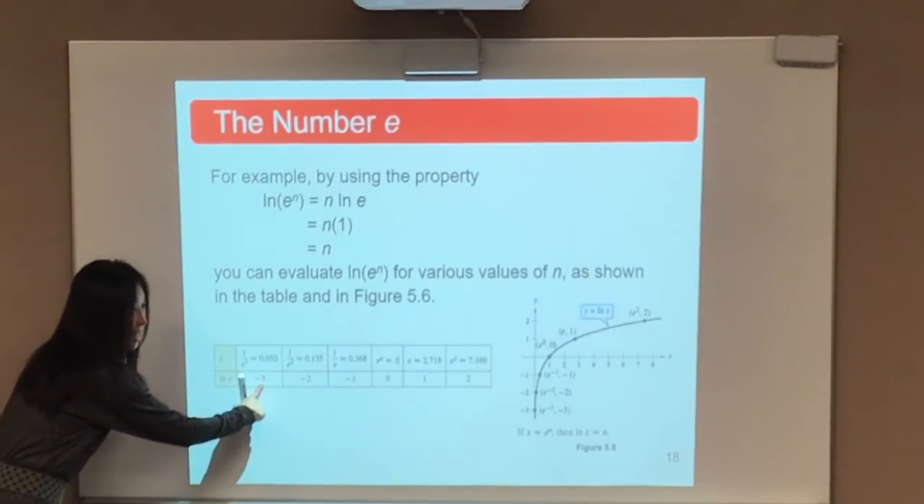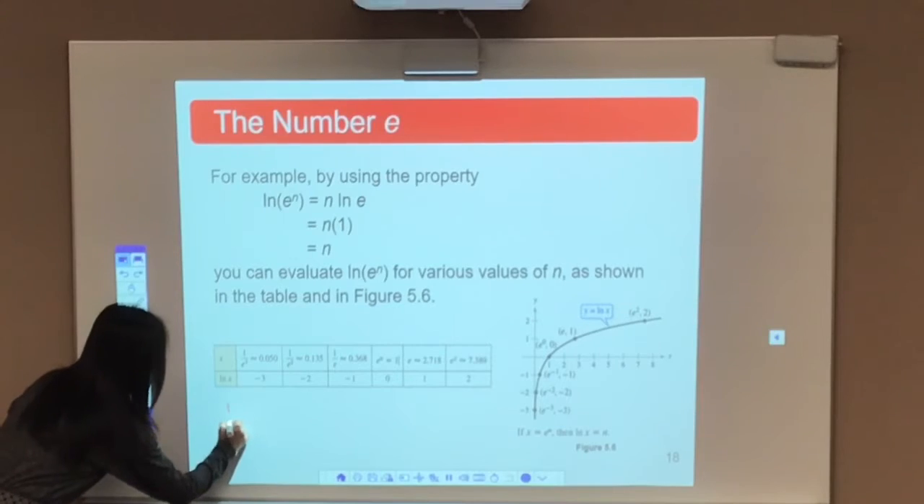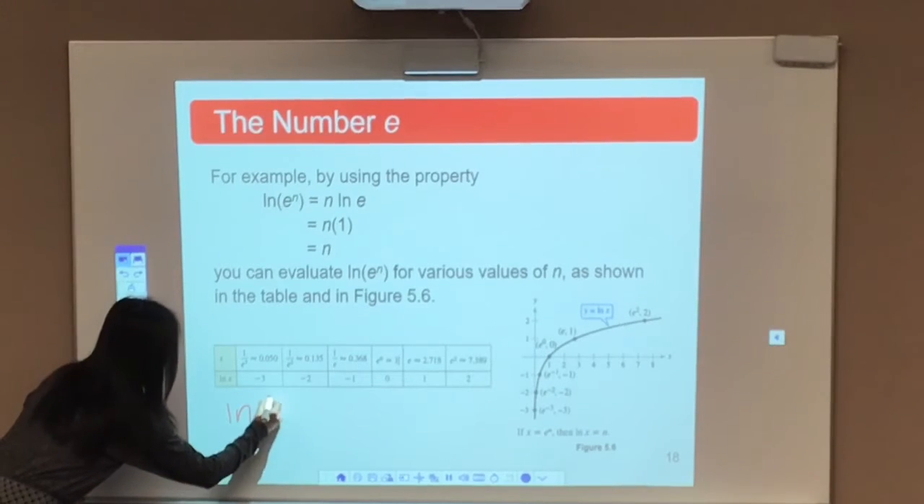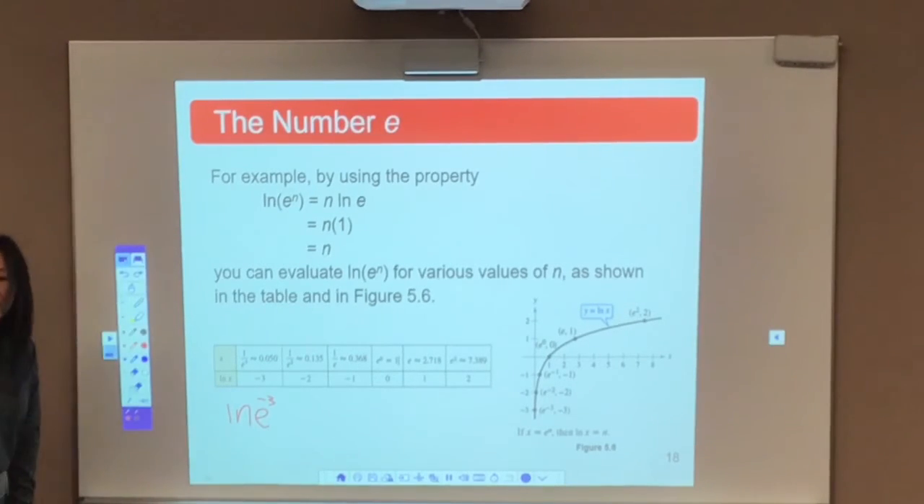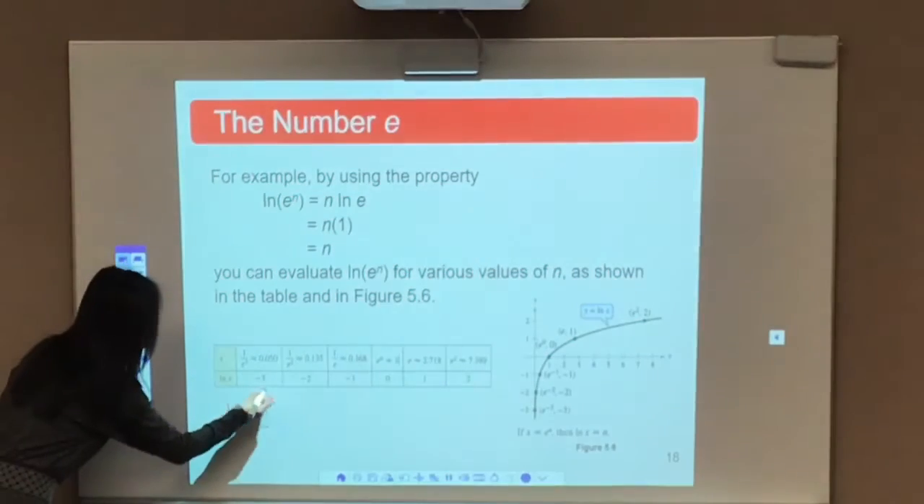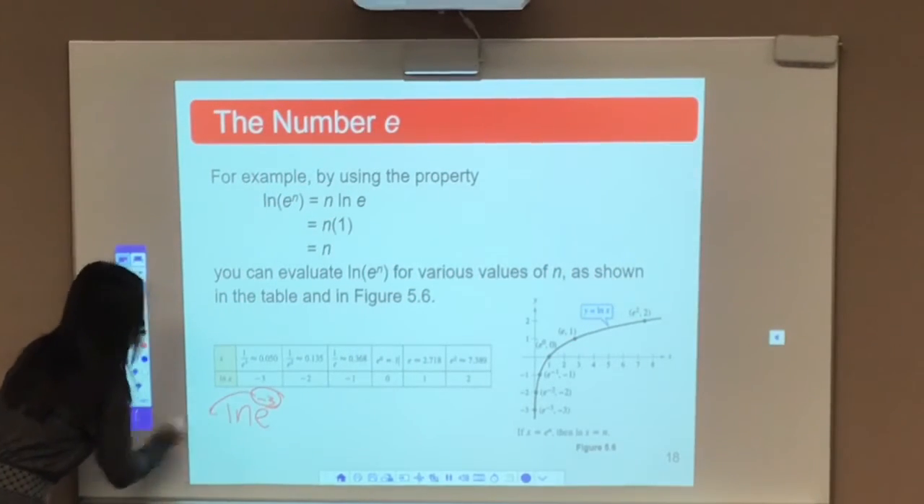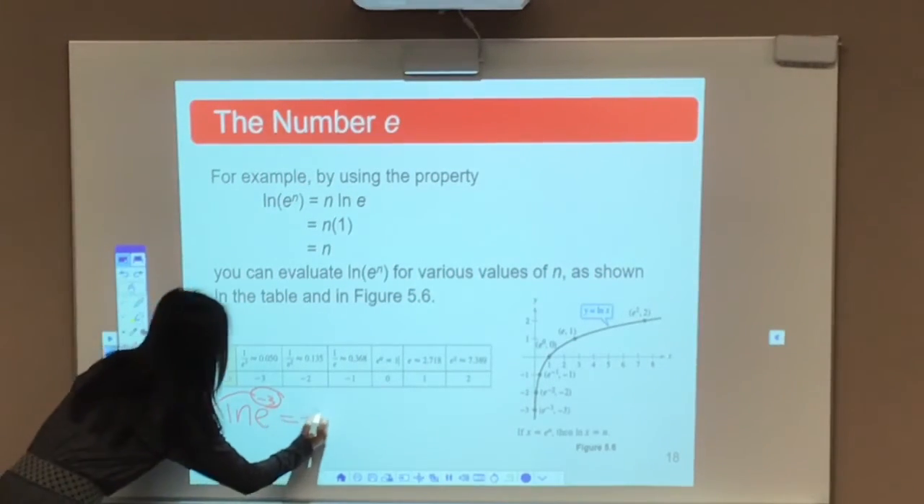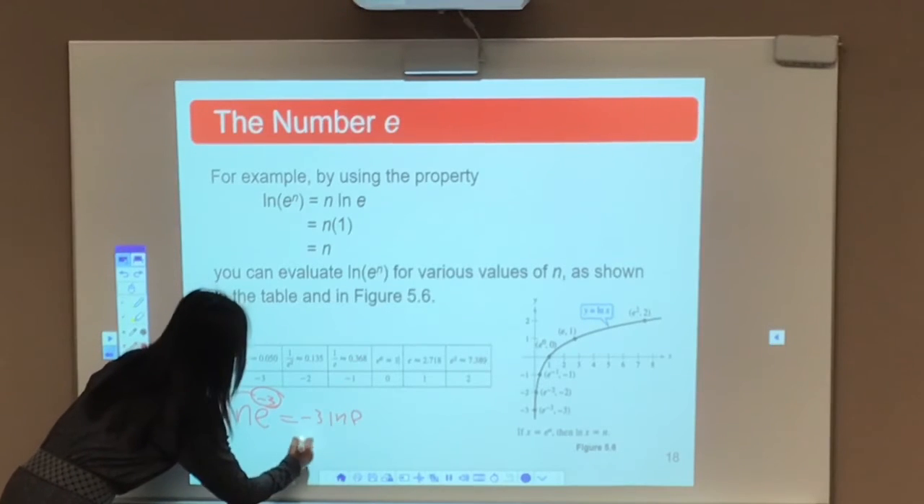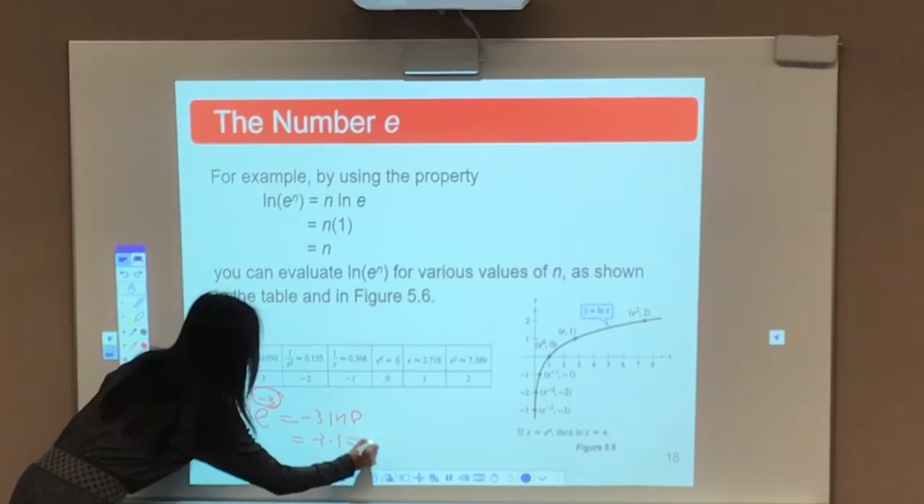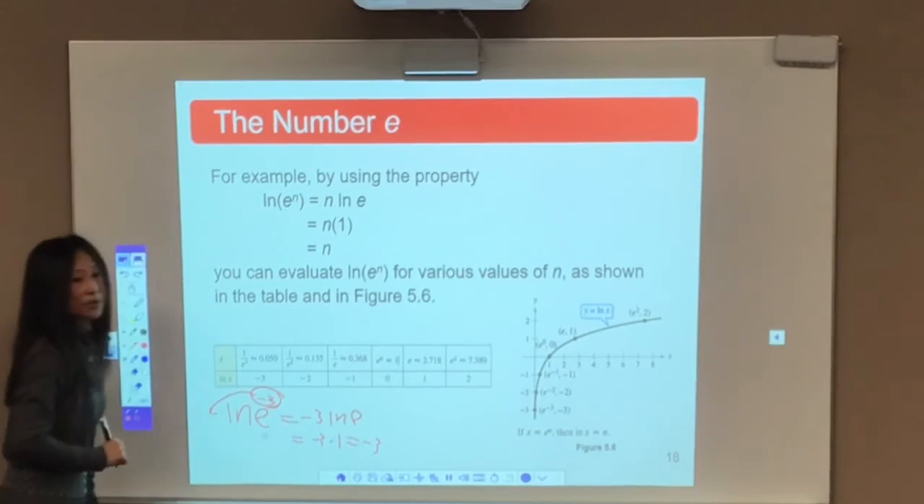Natural log x in this case is what? See, everybody see it? If I give you this, you can bring this down to where? In the front, so you get a what? Negative 3 natural log e, which is negative 3 times 1, which is what? Negative 3. That's what they're showing you.